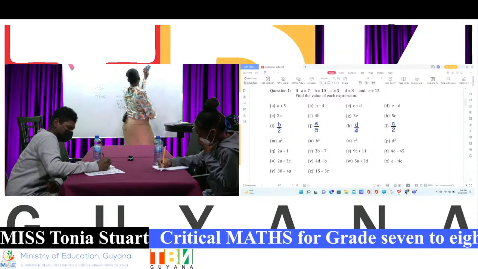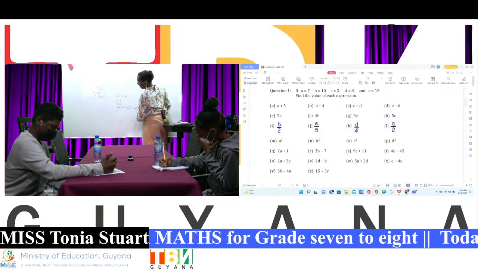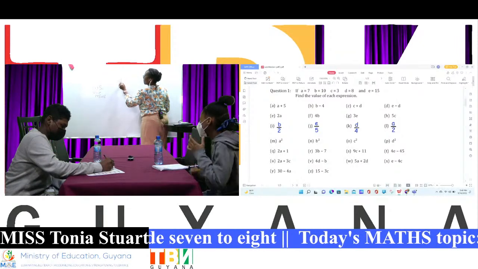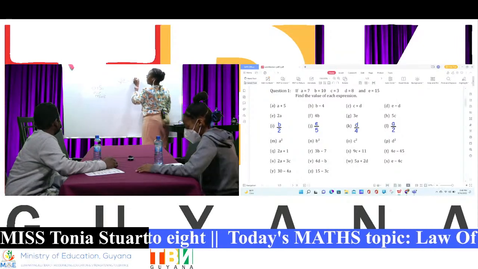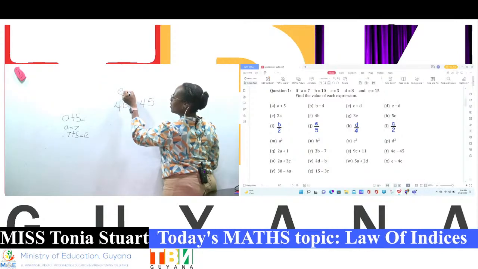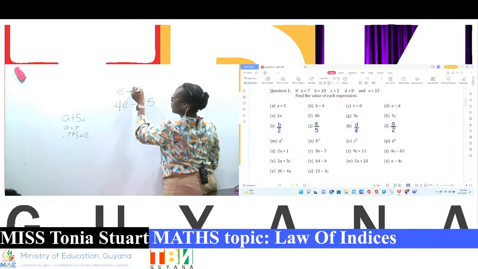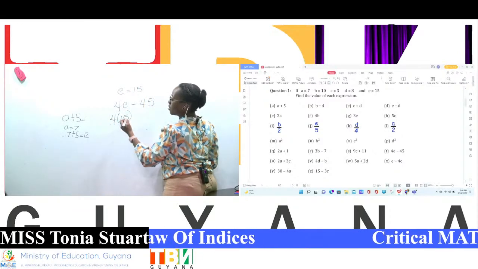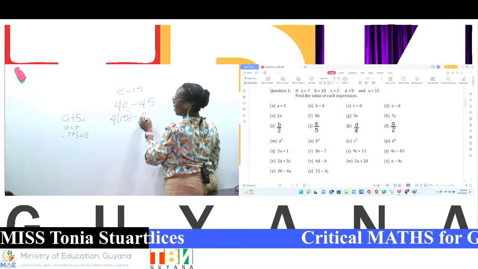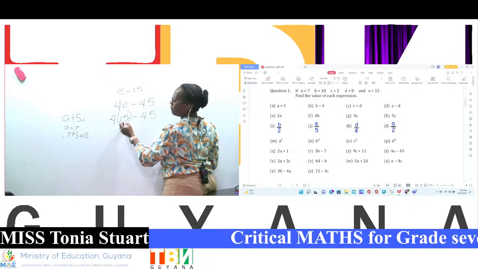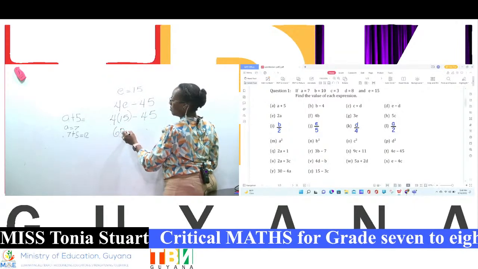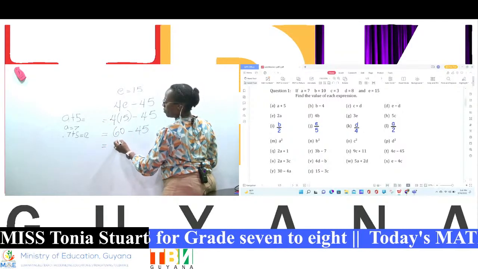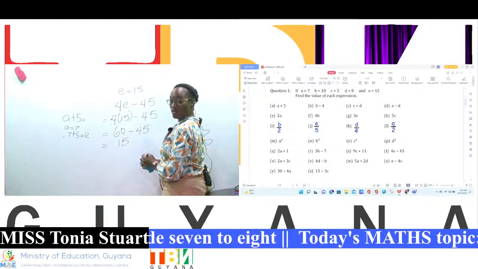All right. I'm going to write it a little different than that. We have 4e minus 45, and we know we were given e is equal to 15, agree? Yes. So we have 4 multiplied by 15, we can put the multiply or the bracket, minus the 45. 4 by 15 would give you 60, minus 45. 60 minus 45 will give you 15. So it was correct.